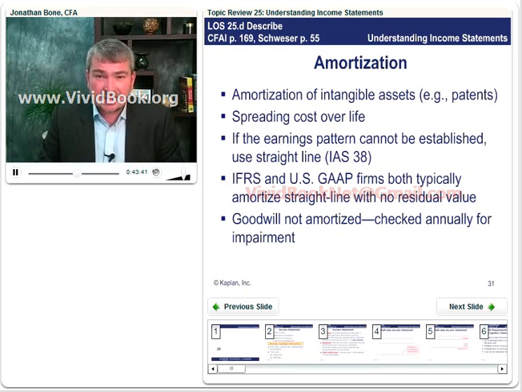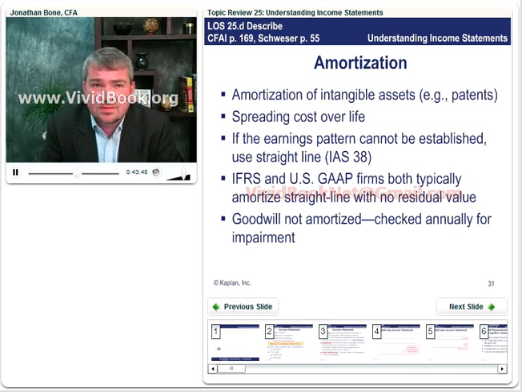Amortization. Well, amortization is really just the depreciation of an intangible asset. So our intangible assets are things like patents, royalty agreements, franchise license that we've bought, etc. And we're going to spread the cost over their life just as normal.